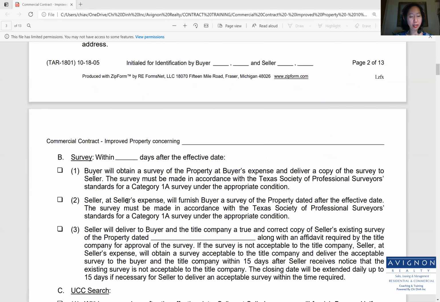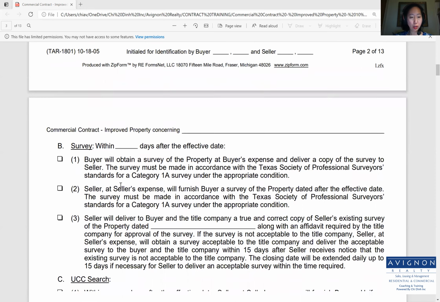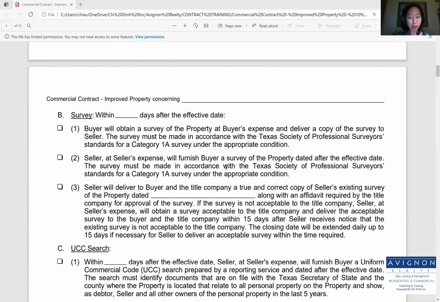And then there's survey. Within this number of days after the effective date, either buyer will obtain a survey of the property at buyer's expense and deliver a copy of the survey to the seller, or seller at seller's expense will furnish buyer a survey of the property dated after the effective date, or seller will deliver to buyer and the title company a true and correct copy of seller's existing survey of the property dated this date, along with an affidavit required by the title company for approval of the survey. So one of these needs to be checked.